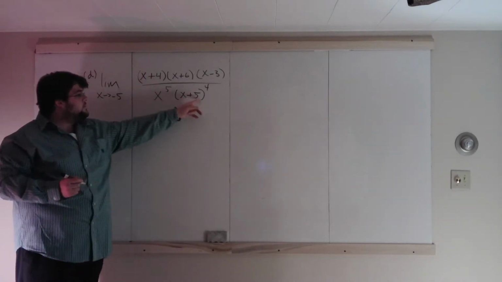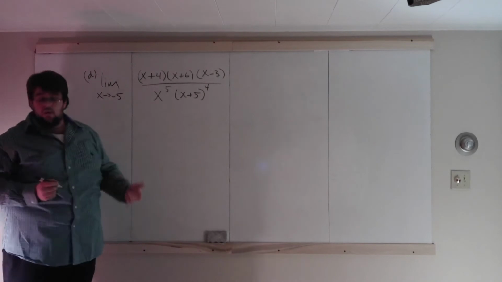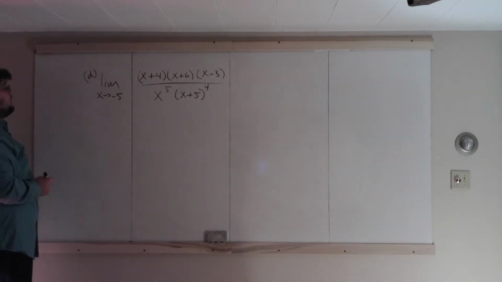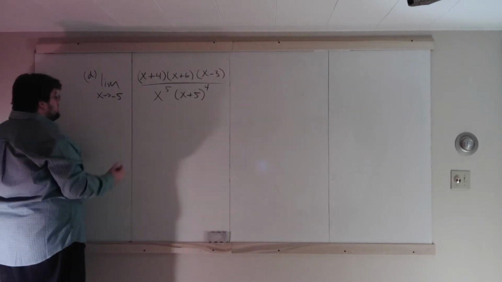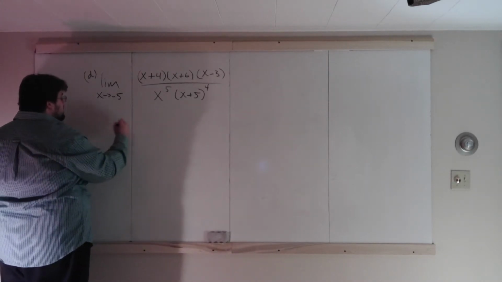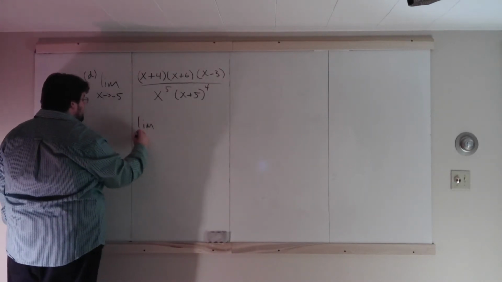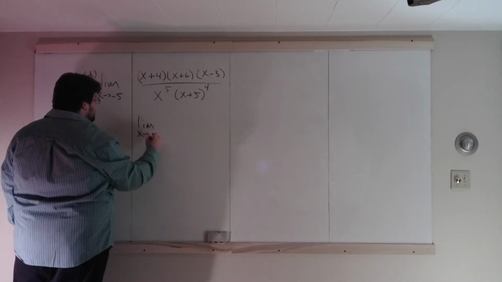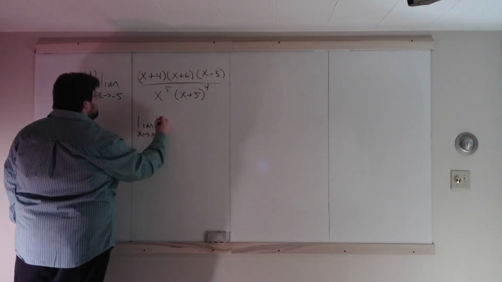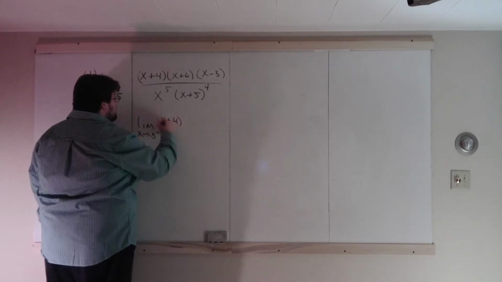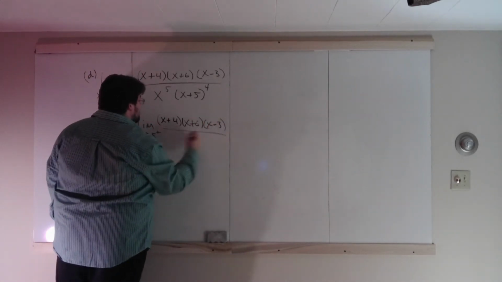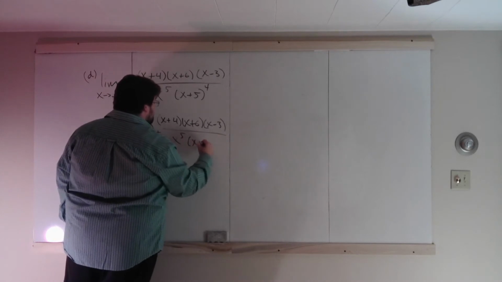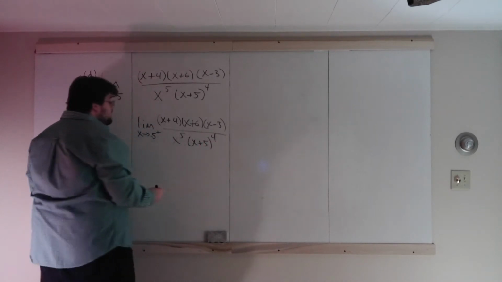This term will give us a 0. No other term will give us a 0. So we have a number over 0. So what we're going to do is look at both sides of negative 5. So let's look at the right of negative 5: (x plus 4)(x plus 6)(x minus 3) over x to the 5, (x plus 5) to the 4.